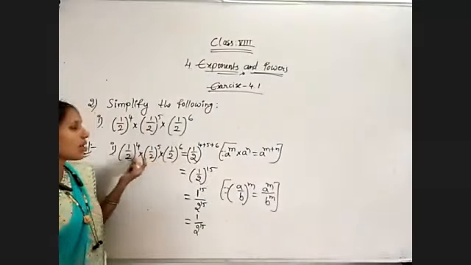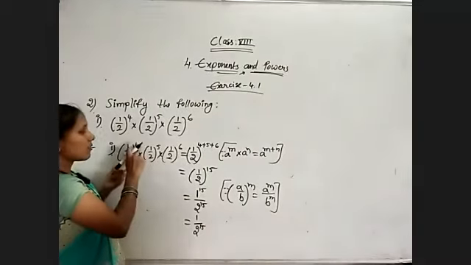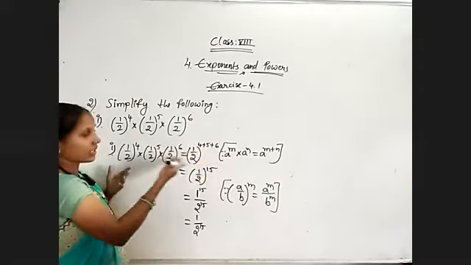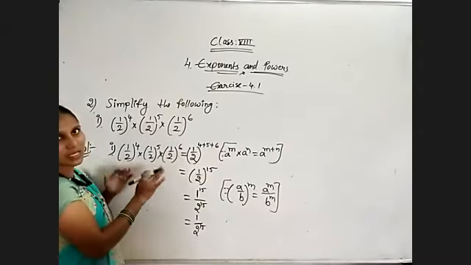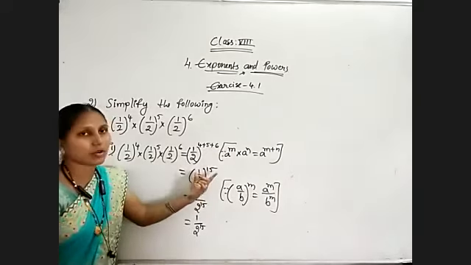So here 1 by 2 is my base. 1 by 2 to the power of 4 plus 5 plus 6, that is a^(m plus n plus some other number). Here instead of 2 numbers we have 3 numbers, that's all. By simplifying that we got 1 by 2 to the power of 15.